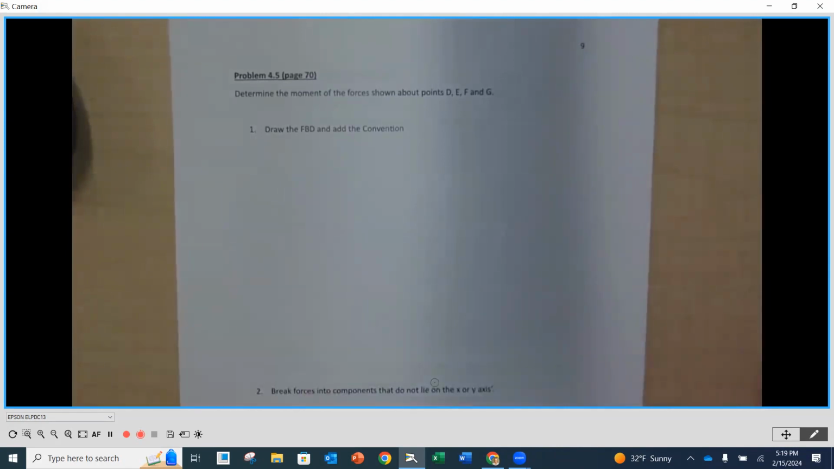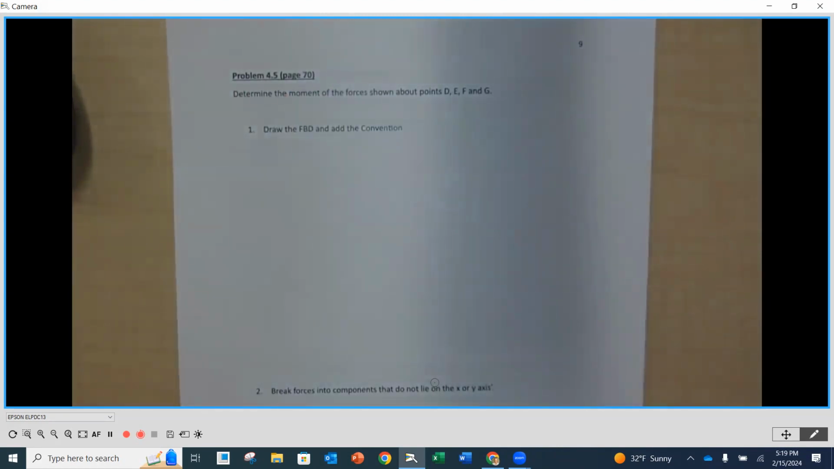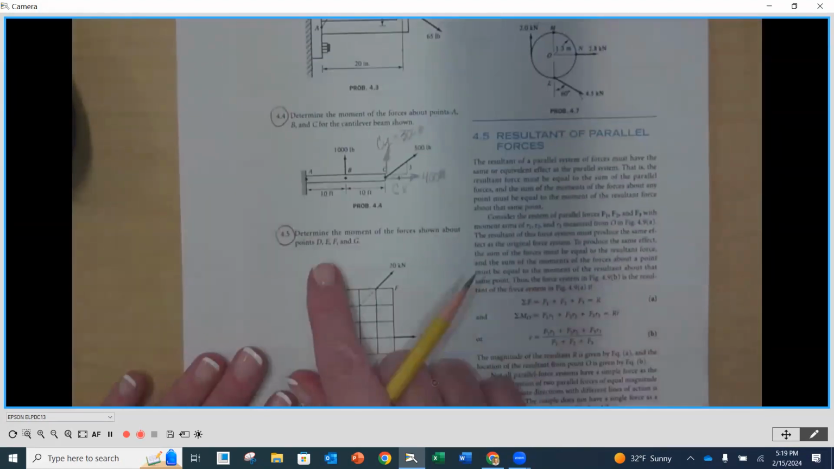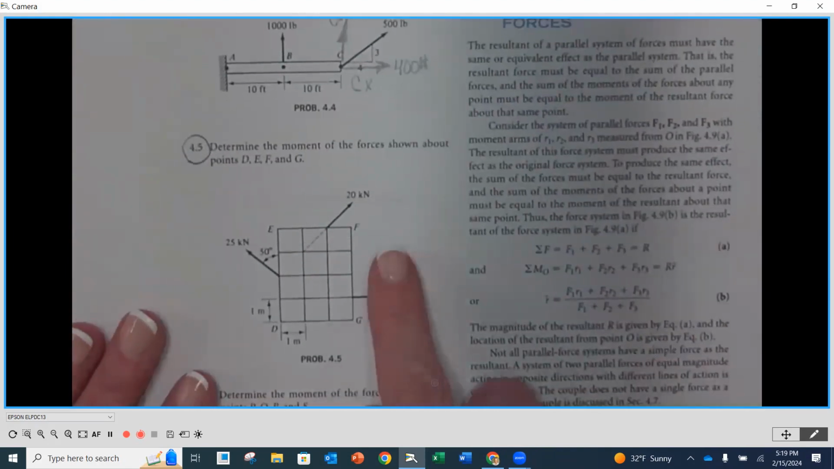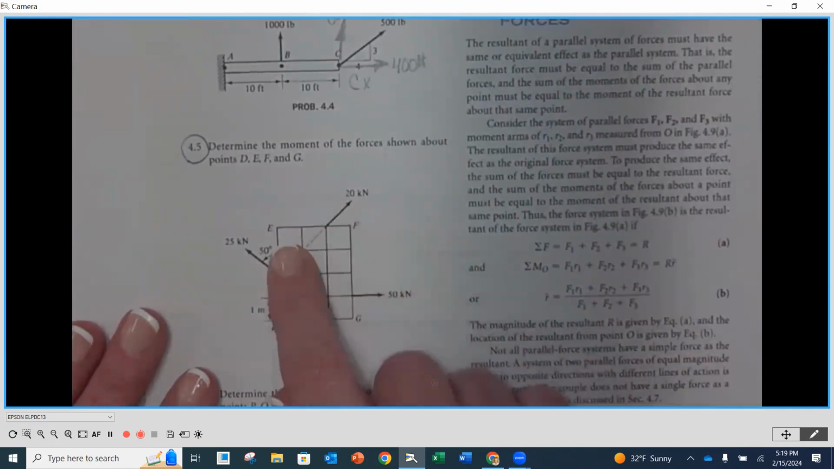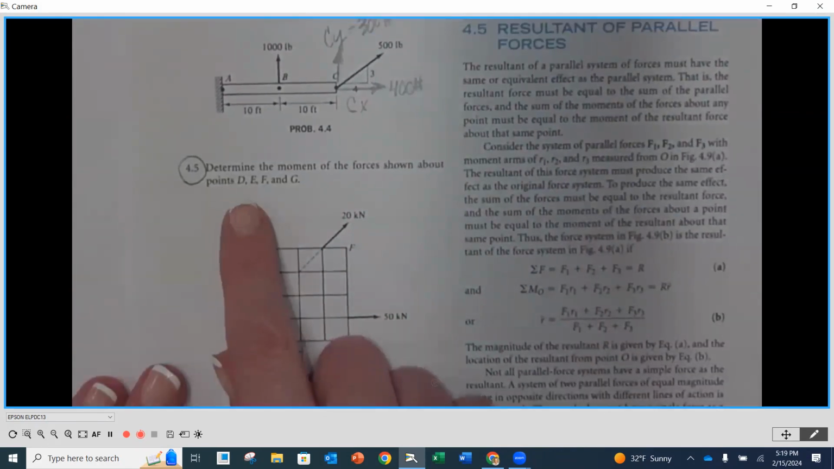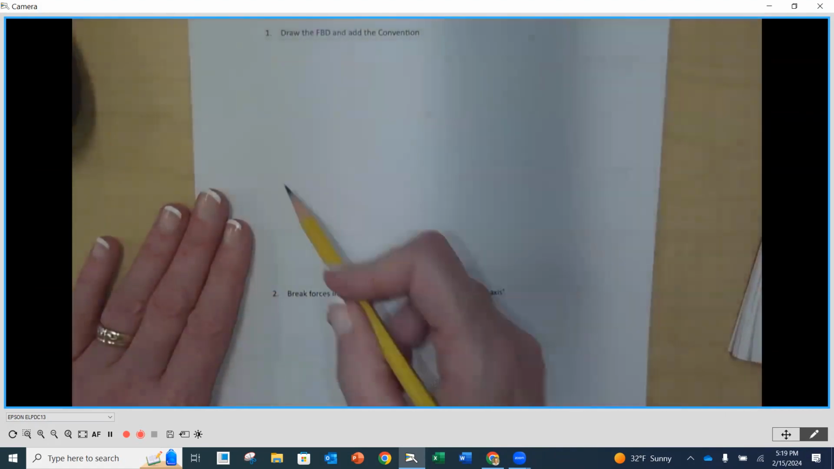So let's look at page 9. Page 9 in our guided notes here is looking at problem 4.5 on page 70. Like I said, I have mine printed out here. This is page 70 in the handout, and number 4.5 is right here. So what I'm going to have you do is take a couple minutes to draw the diagram that you see right here. What we're going to do is determine the moment of the forces shown about points D, E, F, and G. Okay. And there's plenty of space here, so don't make a small little diagram. You've got all this space right here to make a diagram.